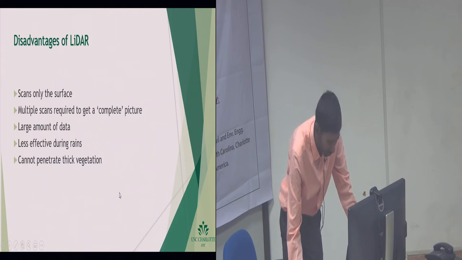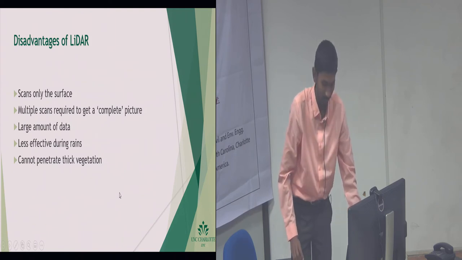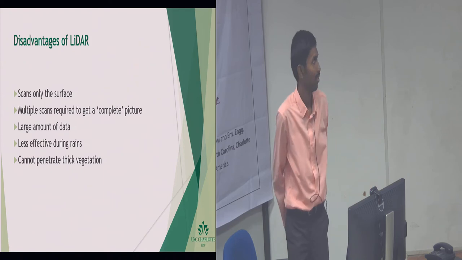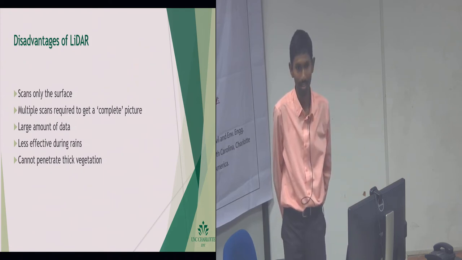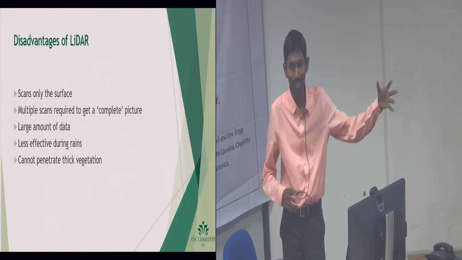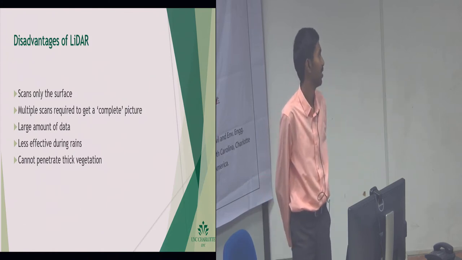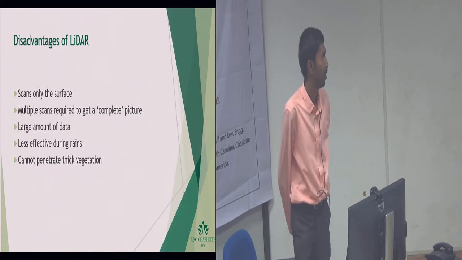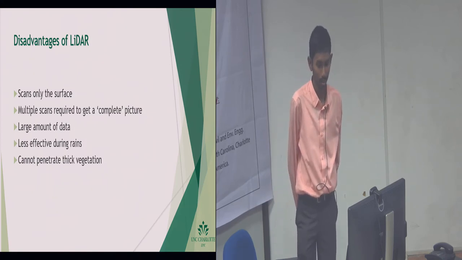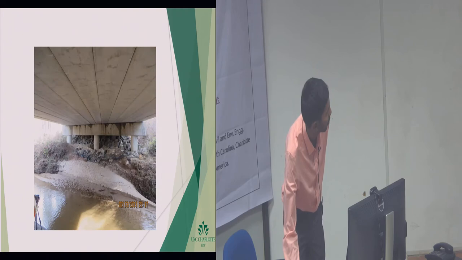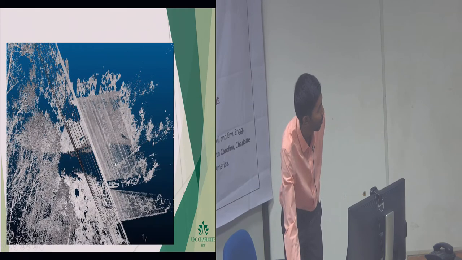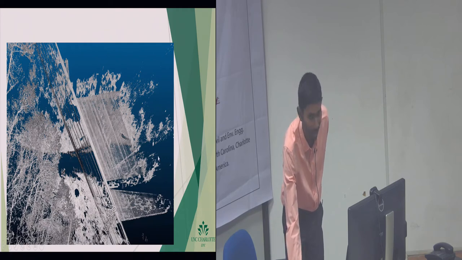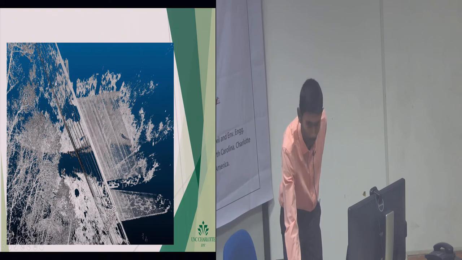Now, what are the disadvantages of LiDAR? So we can use LiDAR for many, many applications. Now, what are the disadvantages? So it scans only the surface. It cannot go underneath a surface. Multiple scans are required to get a complete picture. Because we have shadows, if you want to get a complete picture, we have to scan one underneath and one maybe on the other side of the bridge, and maybe even two more.